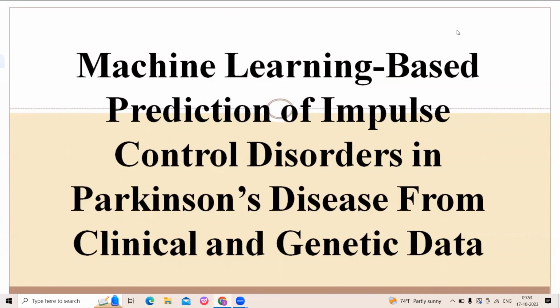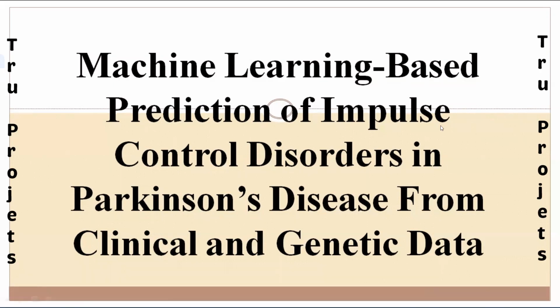Welcome to Tool Projects. In this video, we are going to explain about a project titled Machine Learning Based Prediction of Impulse Control Disorders in Parkinson's Disease from Clinical and Genetic Data.